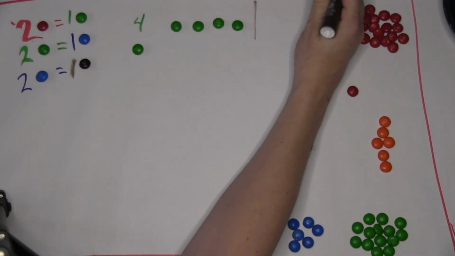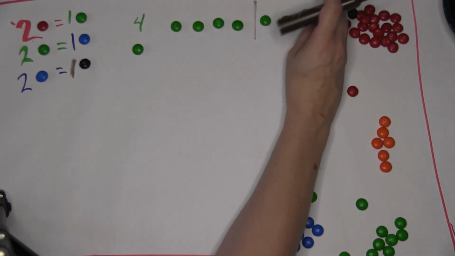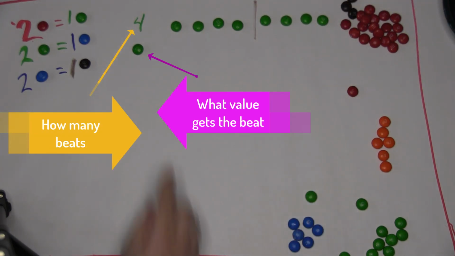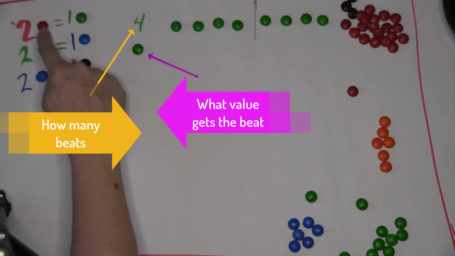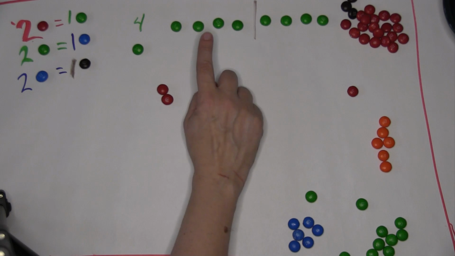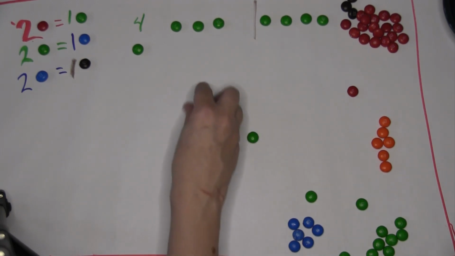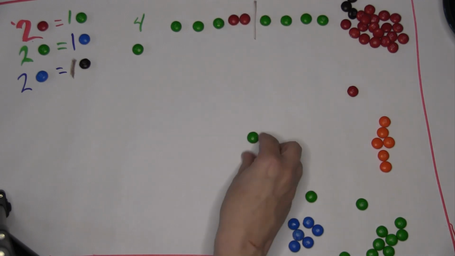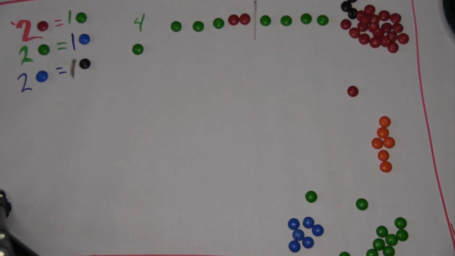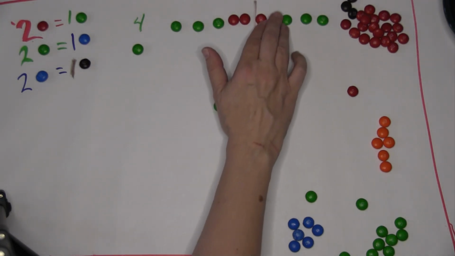So I've made a time signature here. 4 greens. The top number tells me how many beats. The bottom number or symbol tells me what kind of thing is the beat. In this case, the beat is a green M&M. Now, I could change out any of those green beats for 2 reds because this is a simple meter. The beat breaks into 2 even pieces.